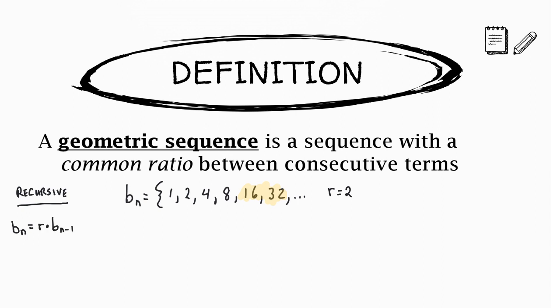For the specific formula that we're looking at here that starts with 1 and doubles every time, we would say that b sub n is equal to 2 times b sub n minus 1. And then we also must provide the information that the first term is equal to 1 so that we know where to start.